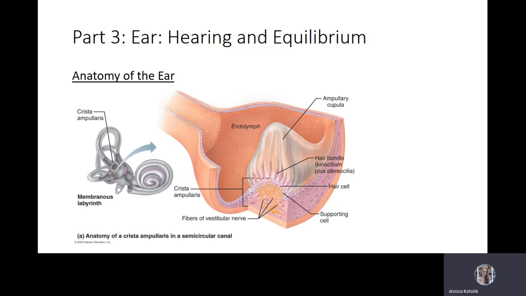In our next video, we're going to kind of take these pieces and put them together. We're going to go through step by step the physiology of hearing, and then we're going to look at the physiology of equilibrium in our third video.